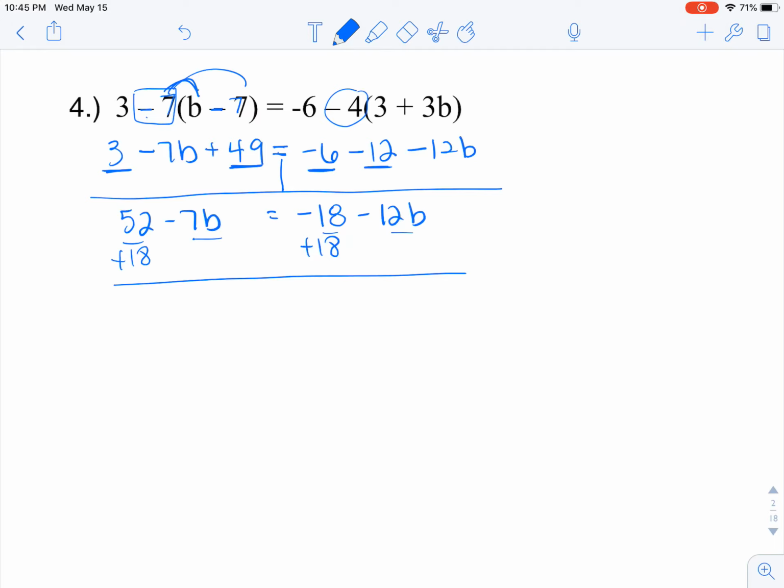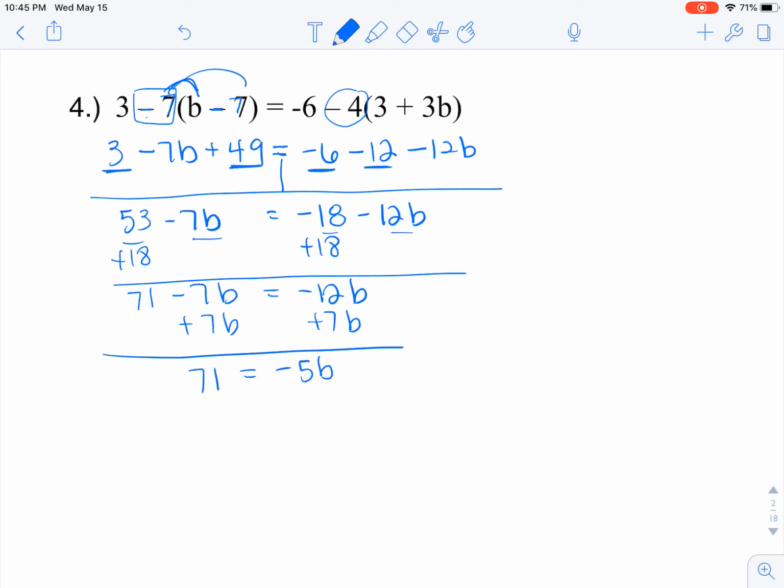All right, I just saw a mistake. This 52 should be a 53. Sorry about that, guys. So 53. So if I add 18 to both sides, I'm going to get 71 minus 7b equals negative 12b. I'm going to add 7b to both sides.